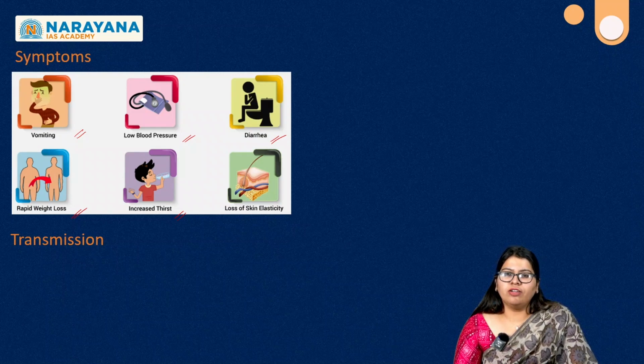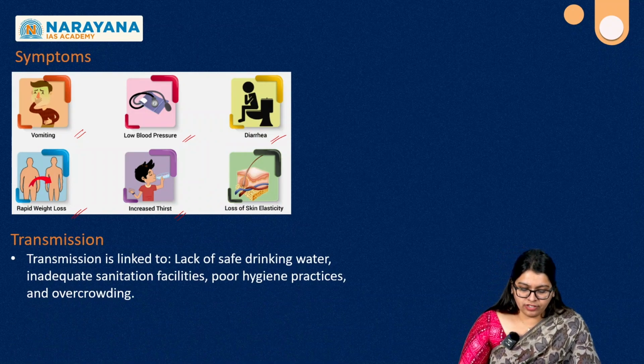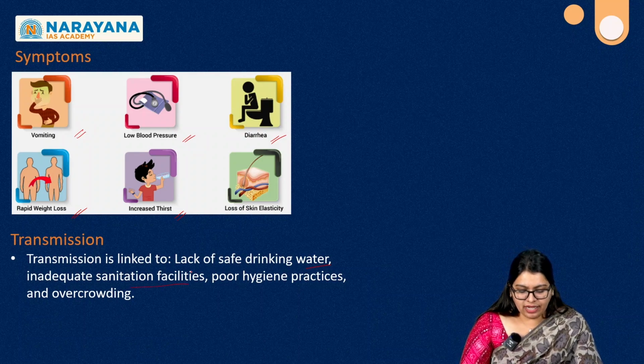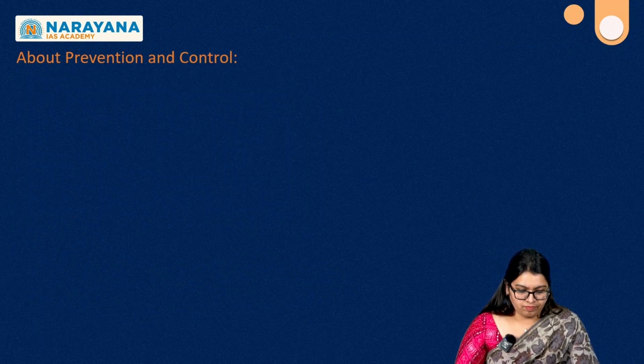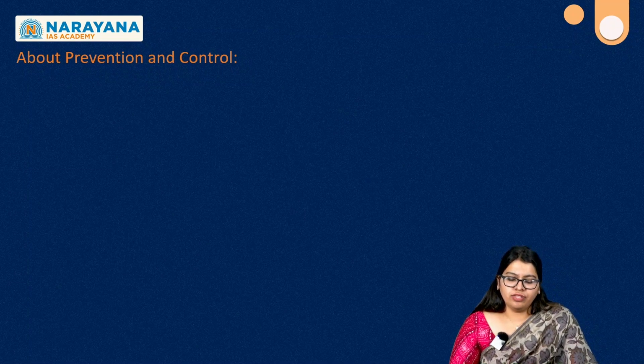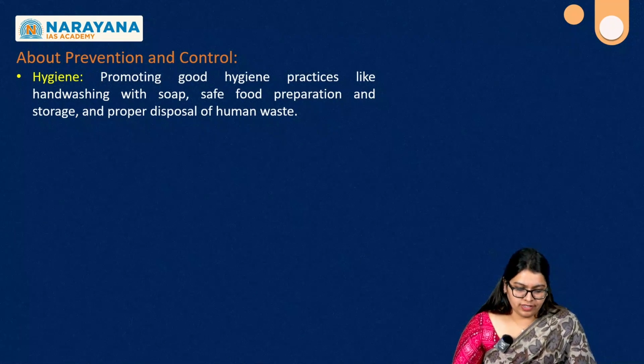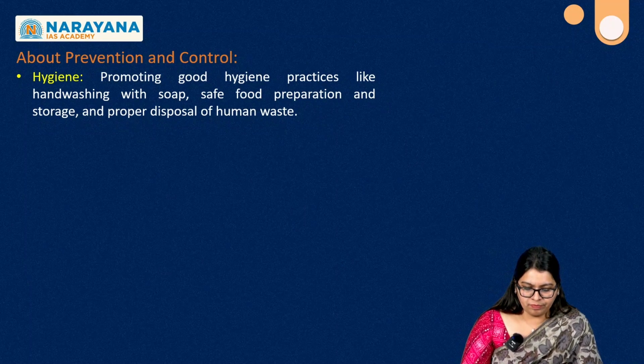So how is cholera transmitted? The transmission is due to lack of safe drinking water as well as inadequate sanitation facilities and poor hygiene practices. Also, let's look into the prevention and control of this disease. First one is hygiene.